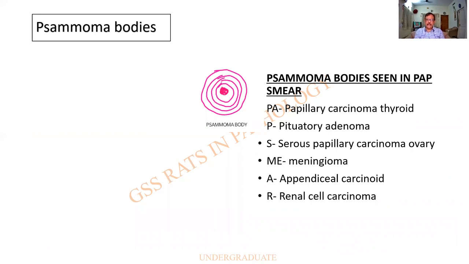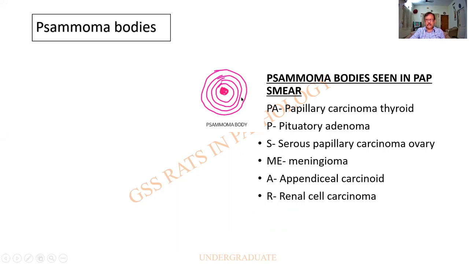This is a nice mnemonic I picked up. Where all can you see psammoma bodies? Usually asked in the MCQ or in the Viva. Psammoma bodies seen in Pap smear. So this is supposed to be Pap smear. PA is for papillary carcinoma thyroid, P for pituitary adenoma, S for serous papillary carcinoma ovary, ME meningioma, A appendiceal carcinoid, R renal cell carcinoma.